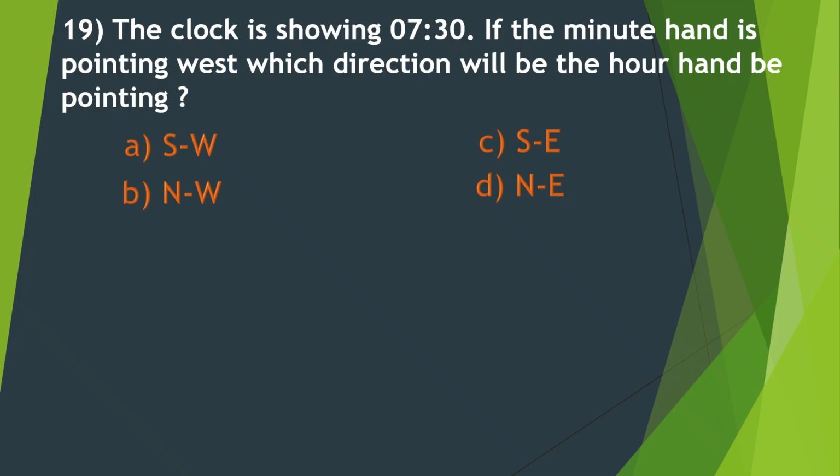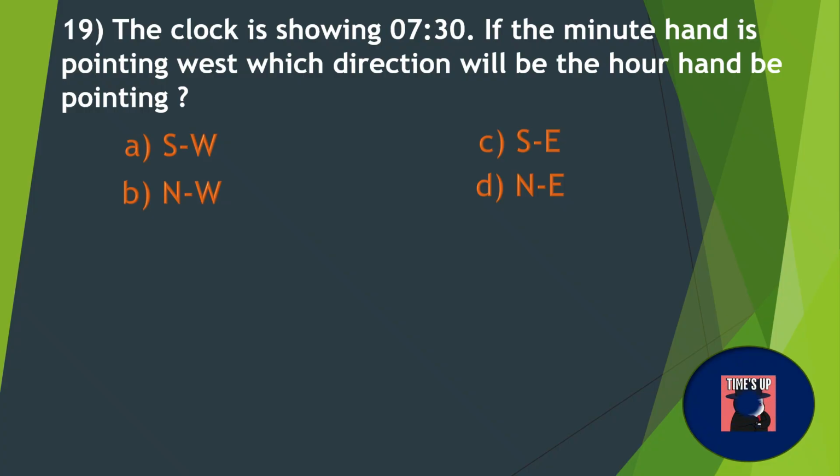Same type of question, and your time starts now. The clock is showing 7:30. If the minute hand is pointing west, which direction will the hour hand be pointing? How to solve this? Here you have the directions.